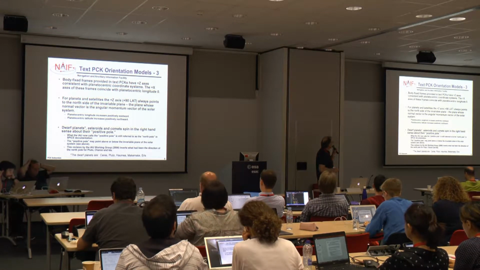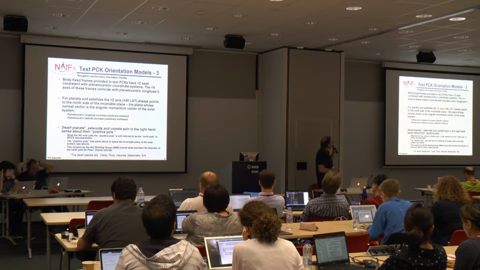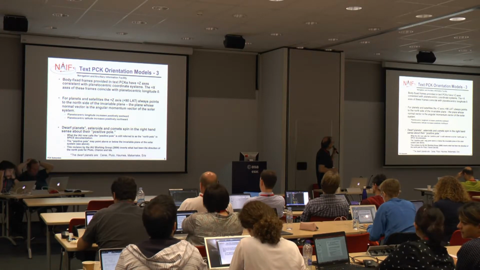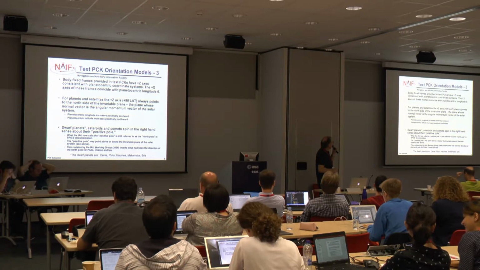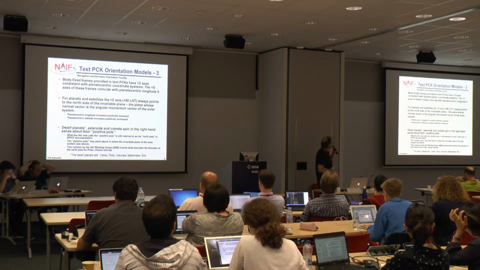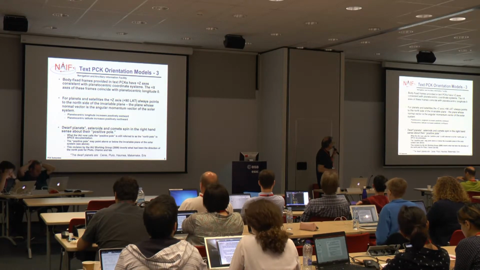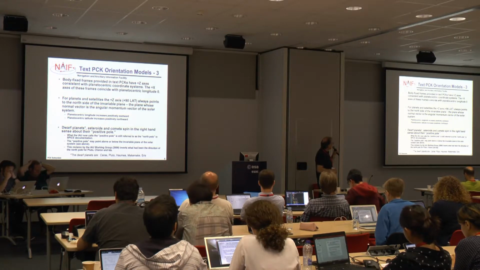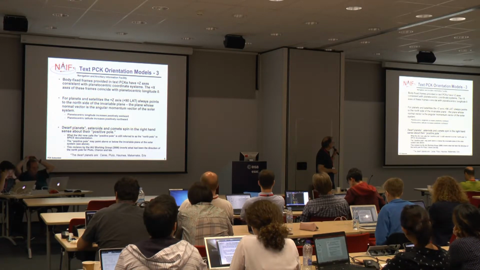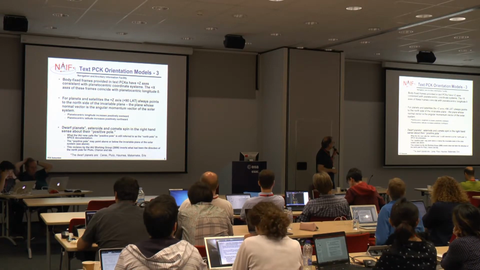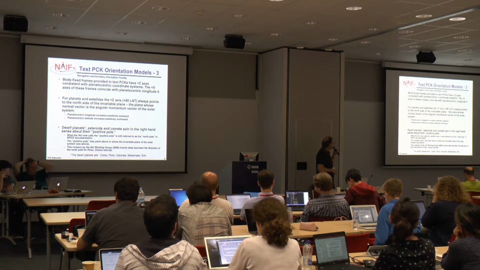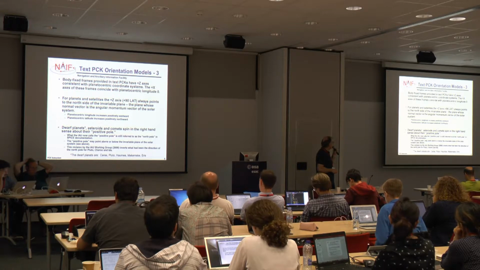So the plus X axis of these frames coincides with planetocentric longitude 0. For planets and satellites, plus Z axis always points to the north side of the invariable plane. Just as Mark said, the plane's normal vector is the angular momentum vector of the solar system. Planetocentric longitude increases positively eastward and latitude positively northward. Dwarf planets, asteroids, and comets spin in the right-hand sense about their positive pole. But SPICE documentation still refers to this as the North Pole. Positive pole can point above or below the invariable plane, and this revision, made in 2006 by the IAU Working Group, at first would have been the direction of the North Pole for Pluto, Charon, and Ida.